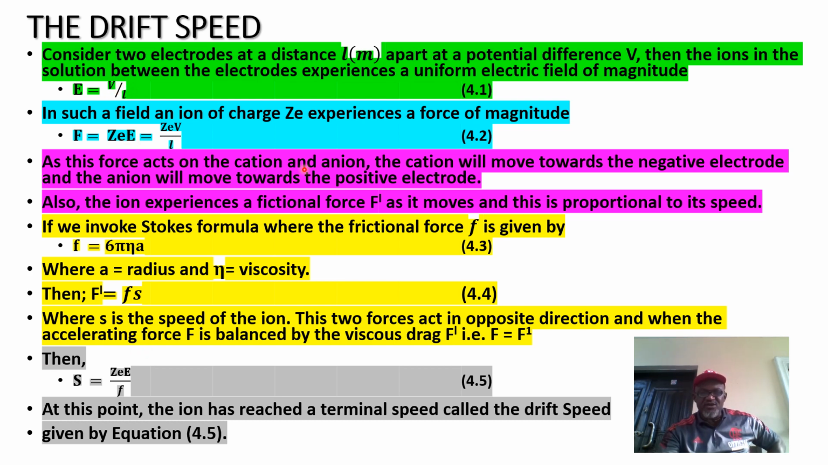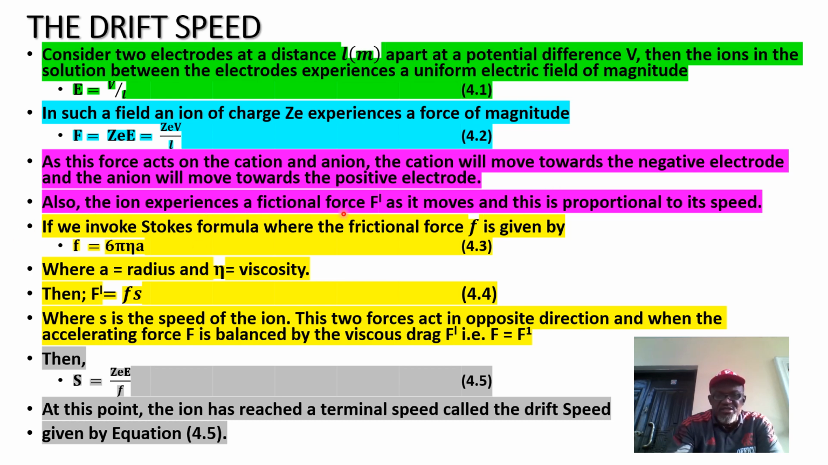This is a force that acts on the cation and anion, that makes the cation, that is the positive ions, move towards the negative electrode, and the negative ions, that's the anions, move to the positive electrode. Remember we said charged species will move to opposite electrodes.